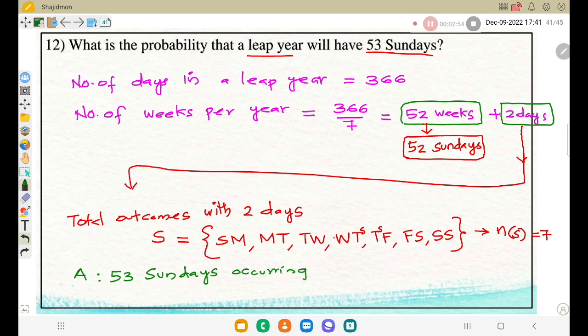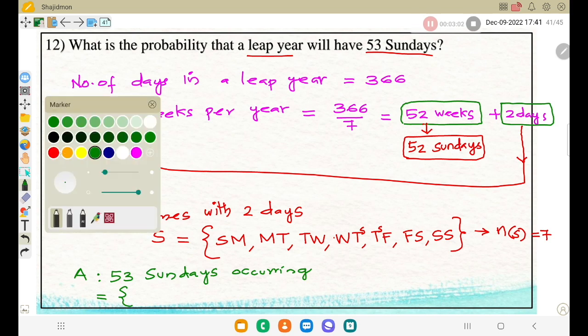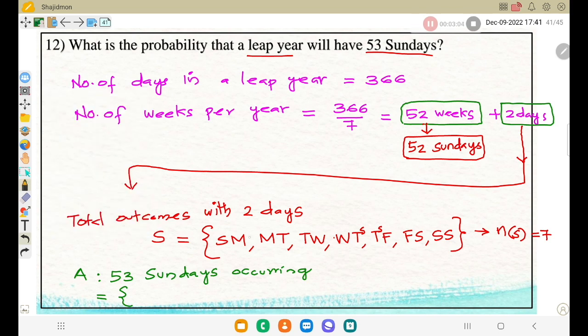52 Sunday occurring. Okay, so what will be the outcome? What outcomes do we need to take if we want 53 Sundays? 52 by default is there. If it is coming Sunday, Monday, one more Sunday will come, so it becomes 53 Sundays. 52 default is there. If we get the Sunday, Monday combination, one more Sunday extra will come, correct? So 53 it will come.